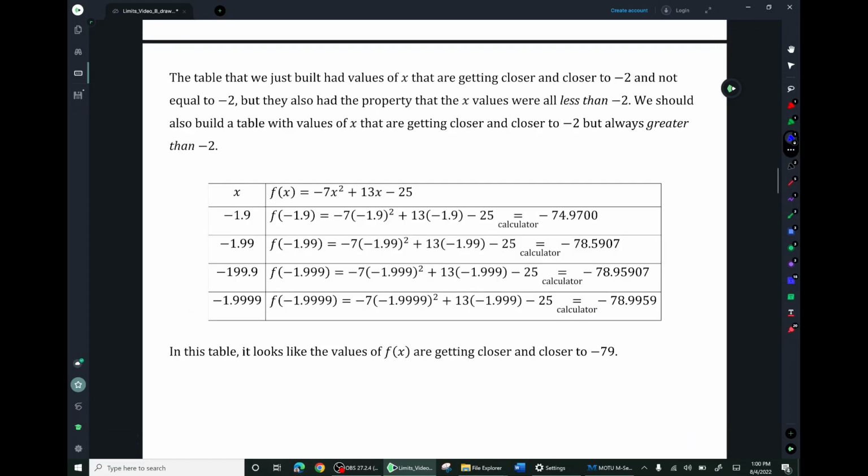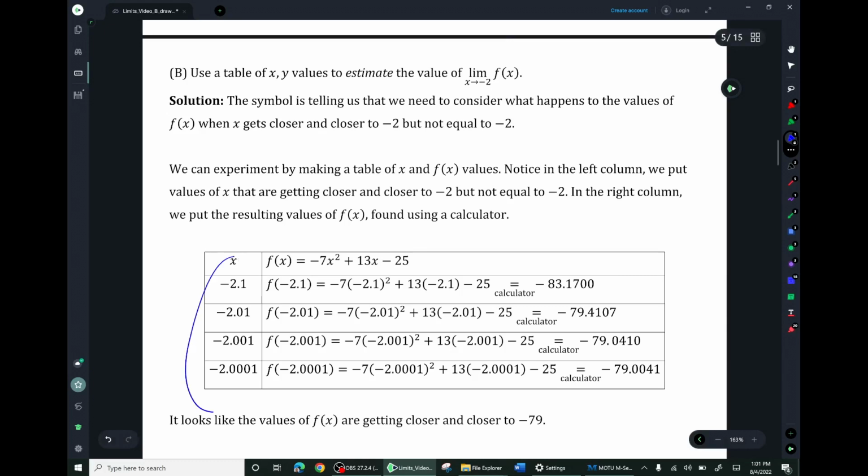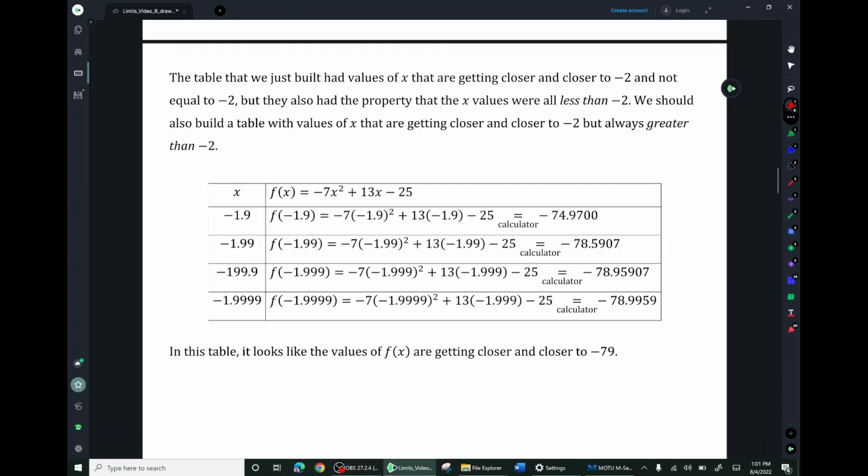Now the table that we just built had values of x that are getting closer and closer to negative 2 and not equal to negative 2, but they also had the property that the x values are all less than negative 2. If we go up and look at those, we can see that all of those x values are less than negative 2. We should also build a table with values of x that are getting closer and closer to negative 2, but always greater than negative 2.